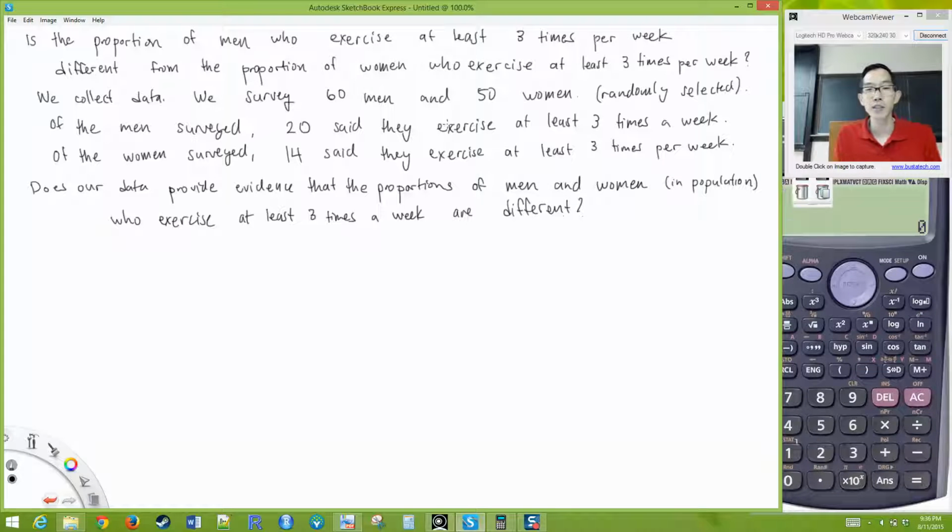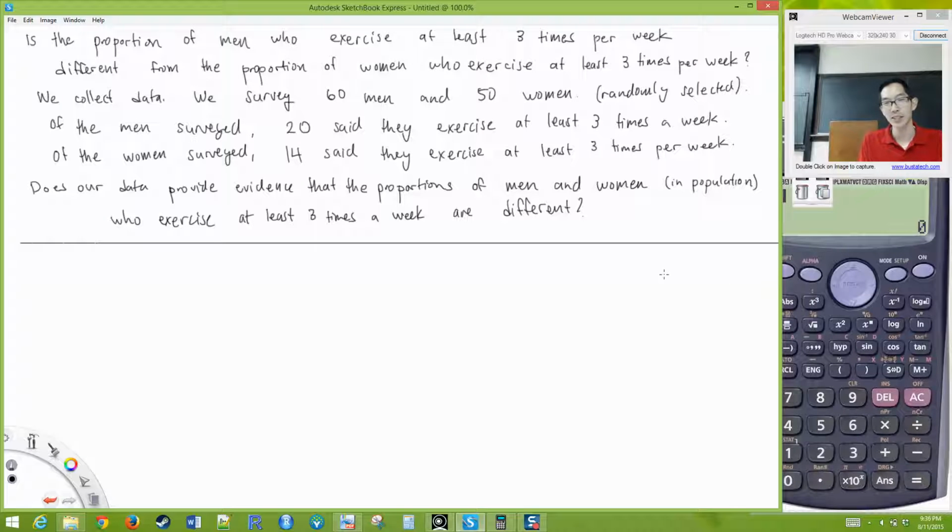I should have just said exercise regularly means at least 3 times per week, and I could have just said exercise regularly, and that might have been easier, but lesson learned. Okay. All right. Do you guys have all this written down? Does our question make sense?